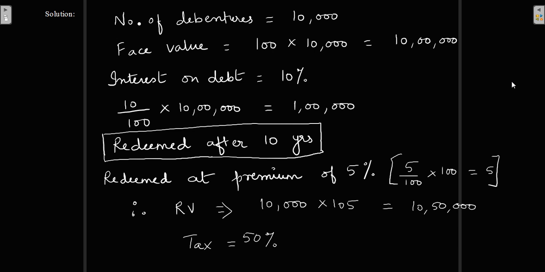So the number of debentures is 10,000. Face value will be 100 rupees into number of debentures 10,000, which will give you 10 lakhs. Interest on debt is calculated on the face value of 10 lakhs, which is 1 lakh. We must make note that we are redeeming after 10 years. So the redemption, since we are redeeming at a 5% premium, we will be paying 5 rupees more than 100. So that's why 10,000 debentures into 105 will give you 10,50,000 redemption value. Tax is 50%.